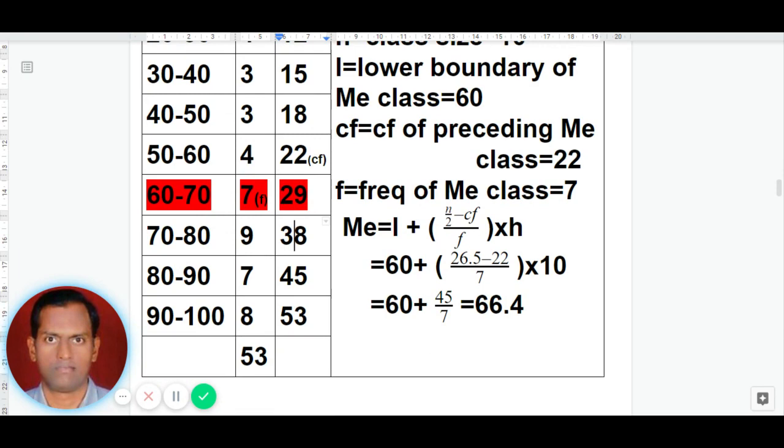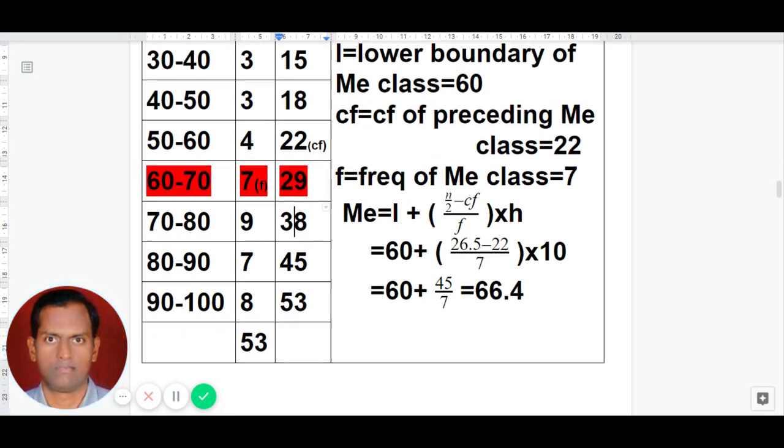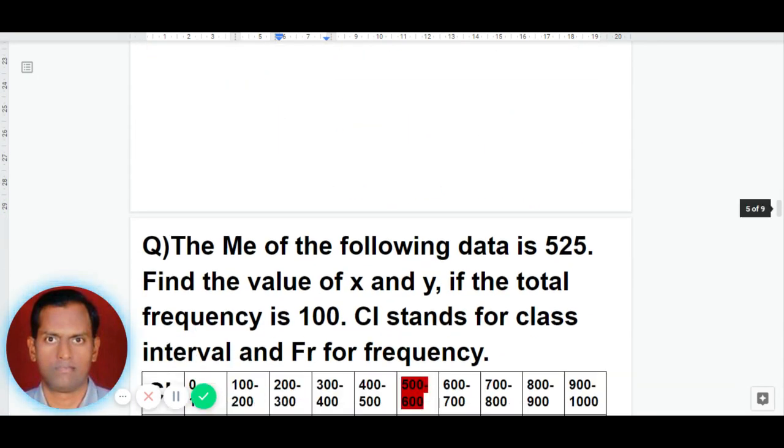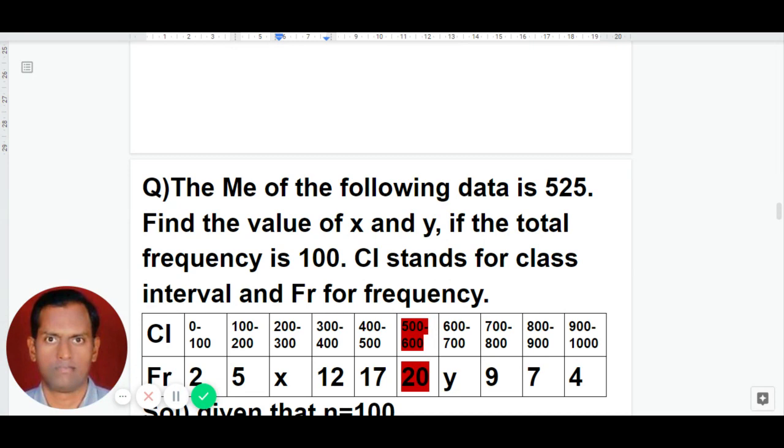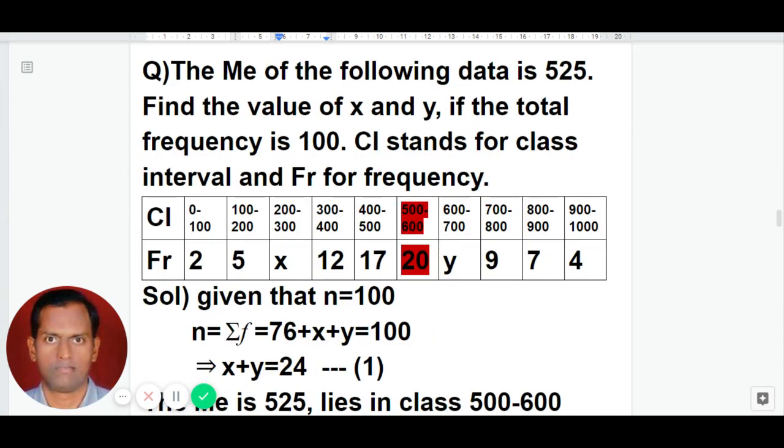Now substitute in the formula. Median is equal to L plus n by 2 minus CF by F into H. By substitution and simplification, we obtain 66.4. Let us go for one more question. The median of the following data is 525.